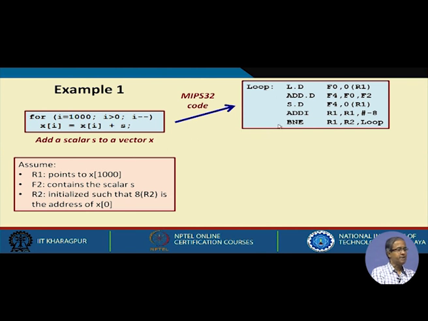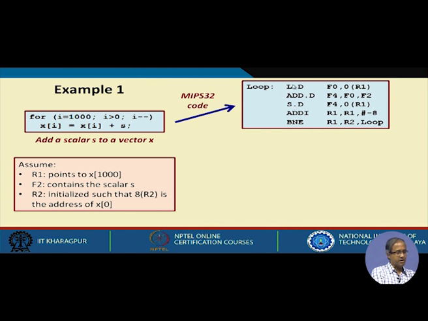So, what do we do? Let us see. We are loading 0(R1), where R1 is pointing to x1000, that means the first number we process, into F0. Then we add double F0 with F2, where F2 contains the scalar, with the result in F4. We are storing F4 back into 0(R1), so the result goes back into Xi. R1 is pointing to the last element, and in double precision every element is 64 bits, that means 8 bytes.